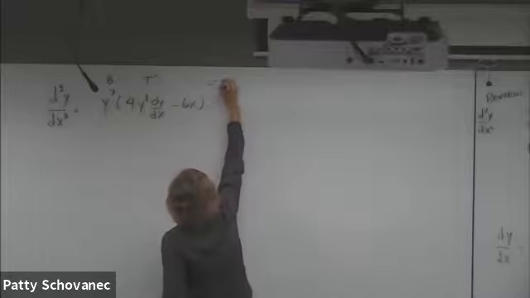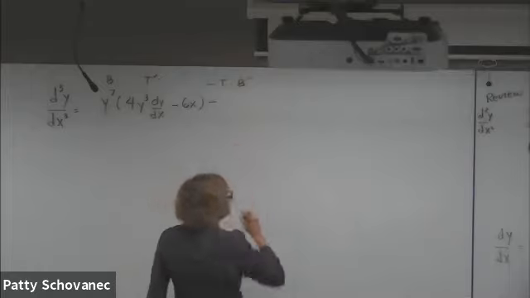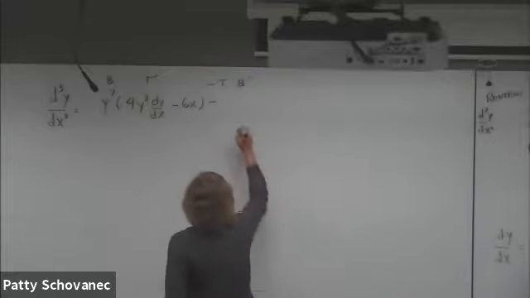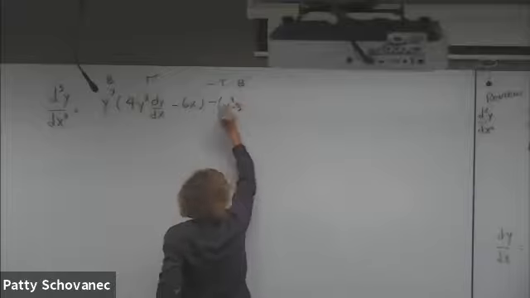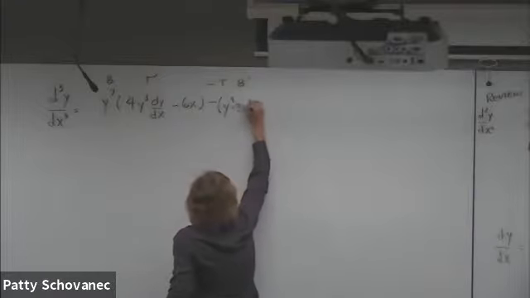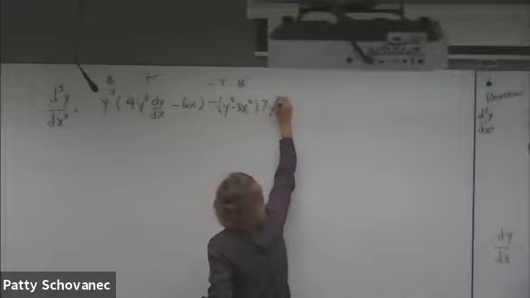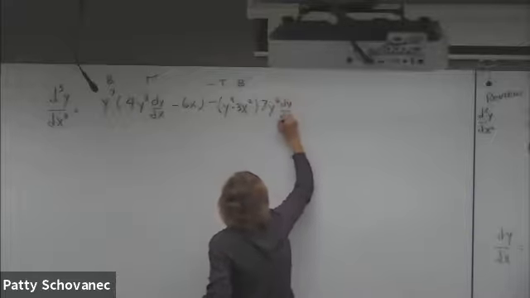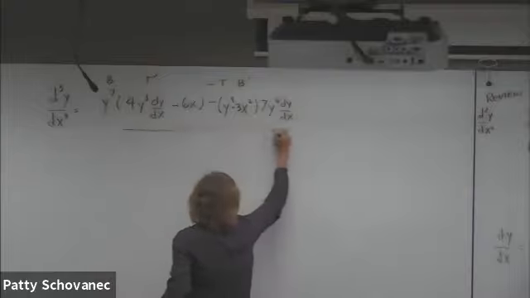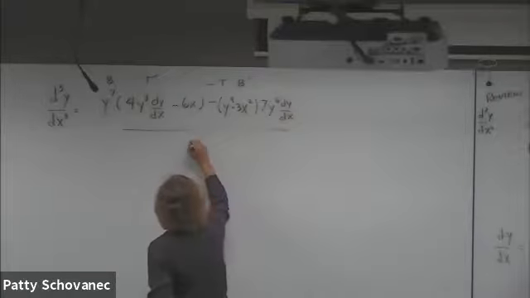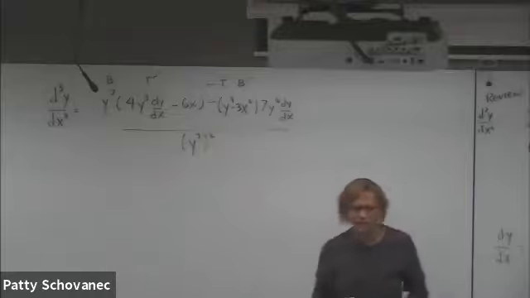Now the other way, top times the derivative of the bottom. The top was y to the 4th minus 3x squared. And the derivative of the bottom is 7y to the 6th times the y prime term, all over the bottom squared. That so far?